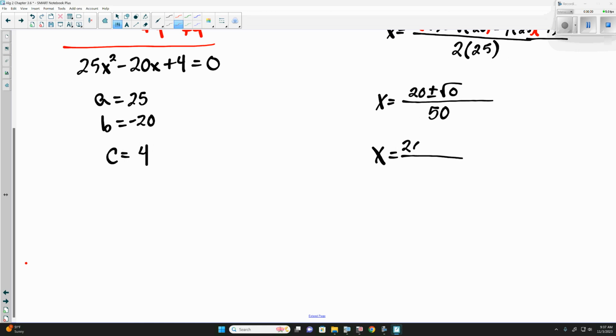Now, the square root of 0 is 0. And exactly as you were saying, 20 plus 0 is what? 20 plus 0 is 20, yes? What's 20 minus 0? 20. So really, this is saying that we have 20 over 50.